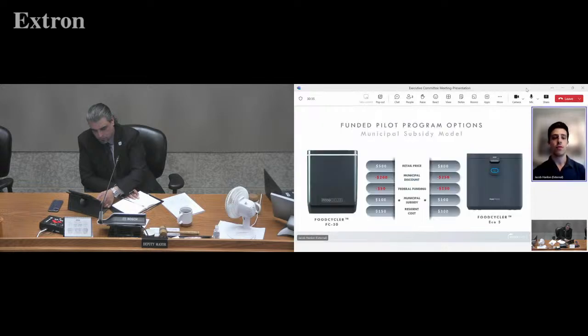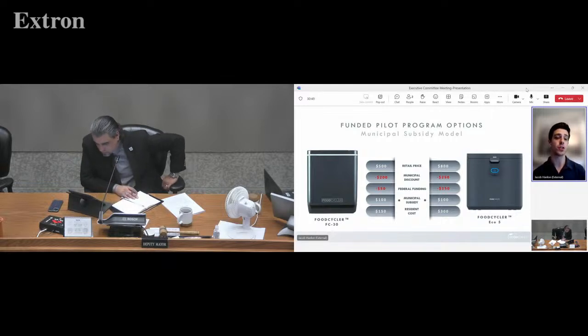This is just a brief overview of what that pilot program subsidy model looks like. Long story short here, just for the sake of time, everyone kind of chips in for the pilot. We have our municipal discount from our company. We have the federal funding that we've received from Agri-Food and Agriculture Canada. And then we ask for a municipal subsidy of $100 per household. And then the resident chips in a bit as well. This is for the pilot program.